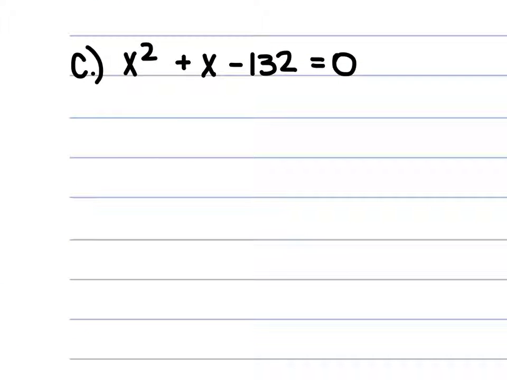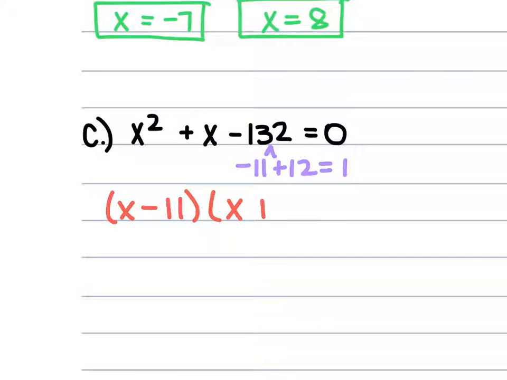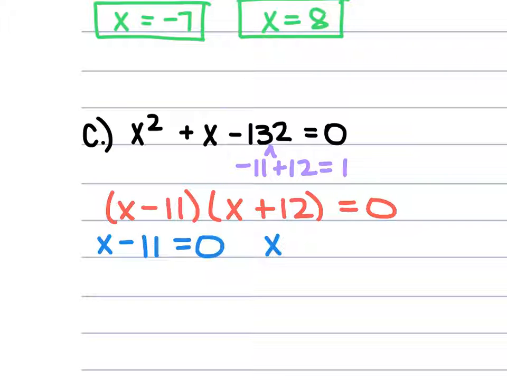For C, we have x squared plus x minus 132 is equal to 0. So the factors of negative 132 that add up to be a 1 are negative 11 and positive 12. So this is going to factor out to be x minus 11 times x plus 12 is equal to 0. Set each of them equal to 0 and solve.